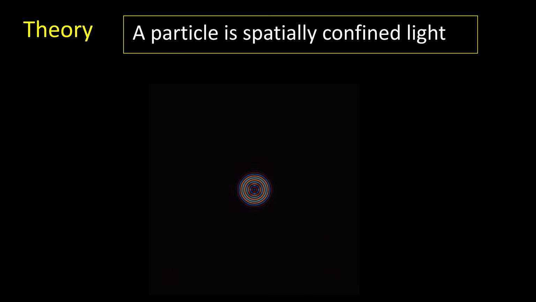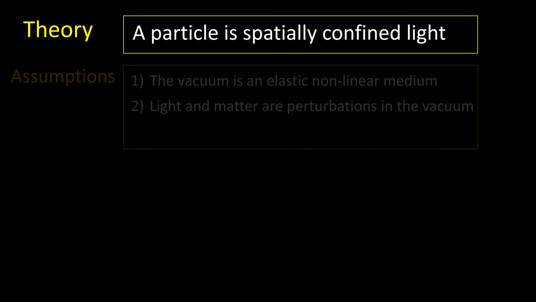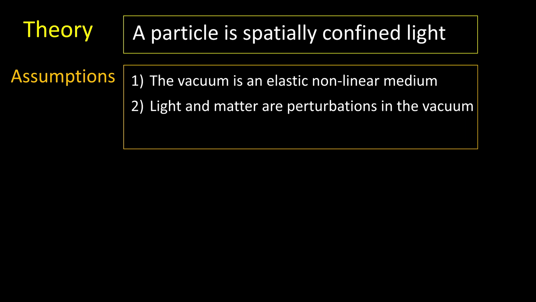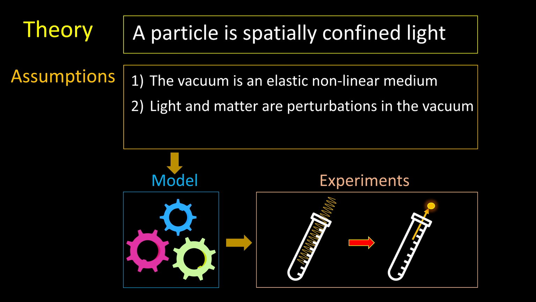Now, to make it look like we're doing serious science here, I will state that this is our little theory. A particle is spatially confined or trapped light. And as a basis for the theory, I will make a few assumptions or suppositions that can offer an explanation of how this is possible. And don't worry, I will discuss these assumptions in a lot of detail in just a second. Then we'll create a model and do some experiments, which in this case are simulations, and hopefully the results we get are in support of our theory.